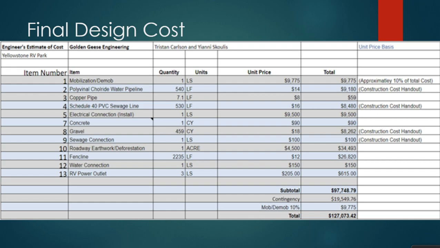So here's a table showing all our estimates for our design. We used a contingency of 20%, and we used 10% for mobilization and demobilization as well. So our total cost is going to be $127,073. However, part of this design, we did include the fencing, which, as you can see, costs about $26,000. So we are about $1,000 over budget, and again, we want to include the fencing because it was important, but we didn't include it in our final design because with the fencing, we are over budget.